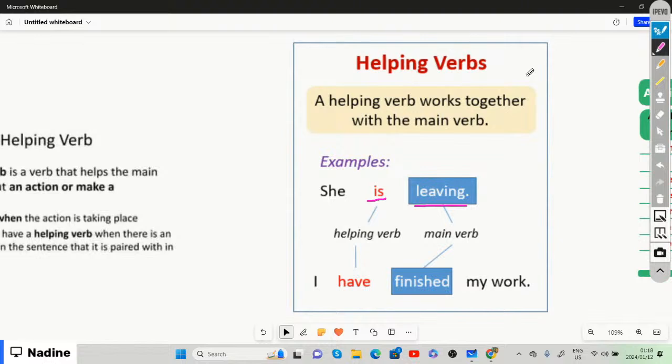And then if you look at the next sentence, which is I have finished my work. So the word have is our helping verb, and finished is our main verb. It's something that you did. Finished meaning that you completed something. I finished something. That is our main verb, whereas the helping verb is have.